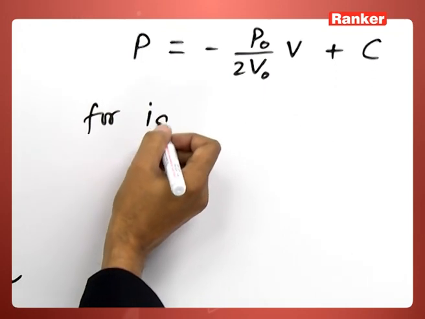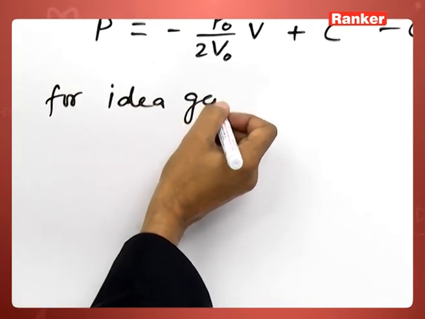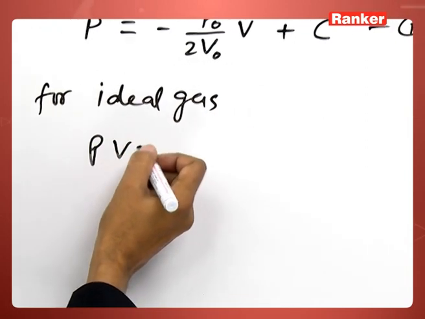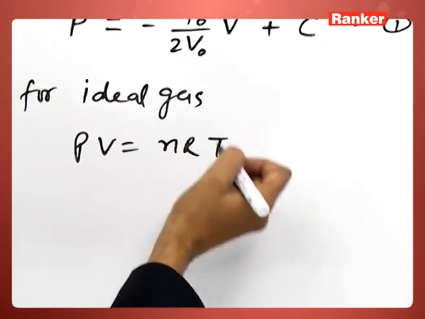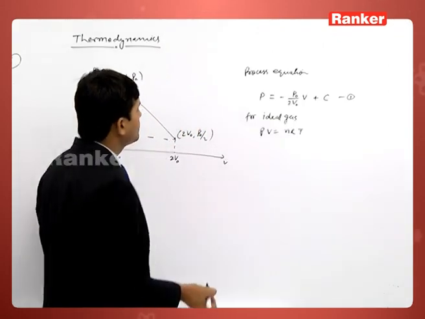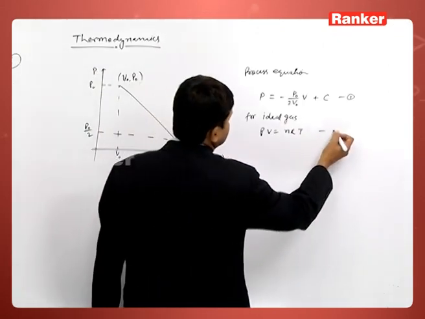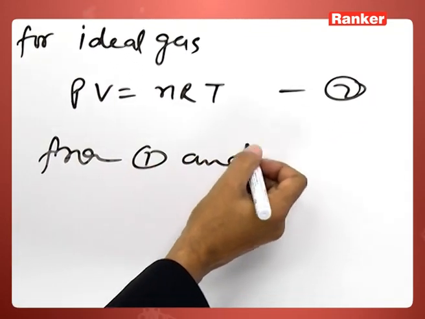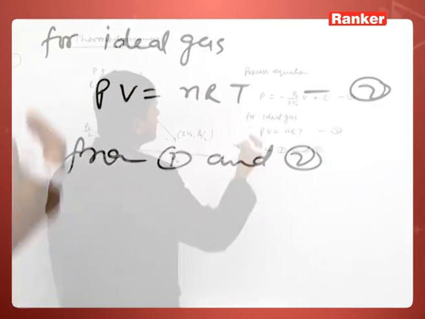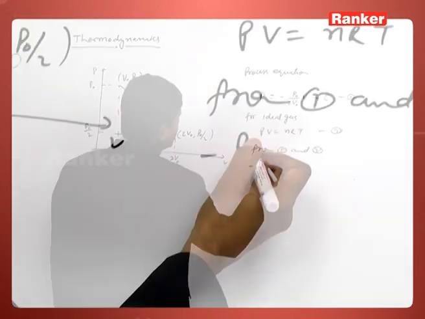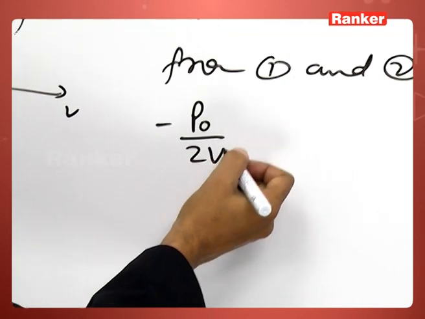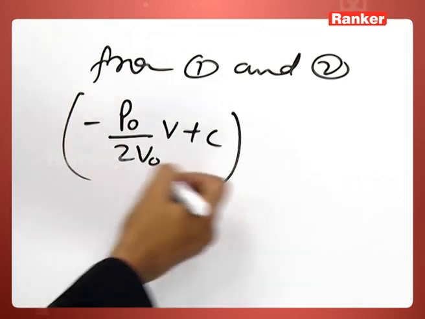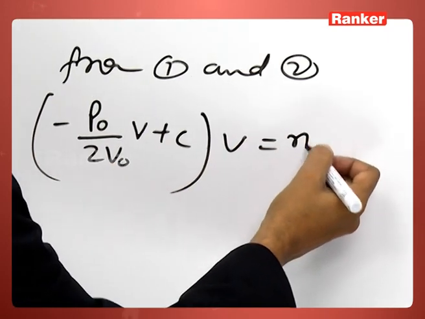For an ideal gas, as we know, PV is equal to nRT. Any value we can substitute. From first and second, the pressure value I am putting here: minus P0 by 2V0 into V plus C into V is equal to nRT.